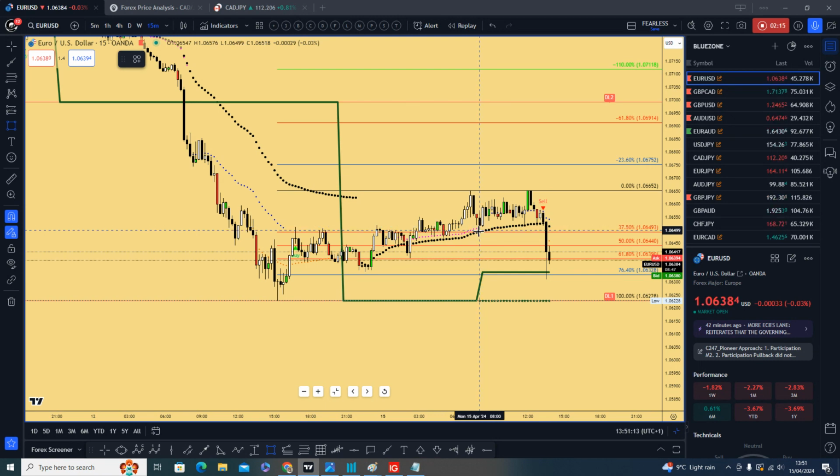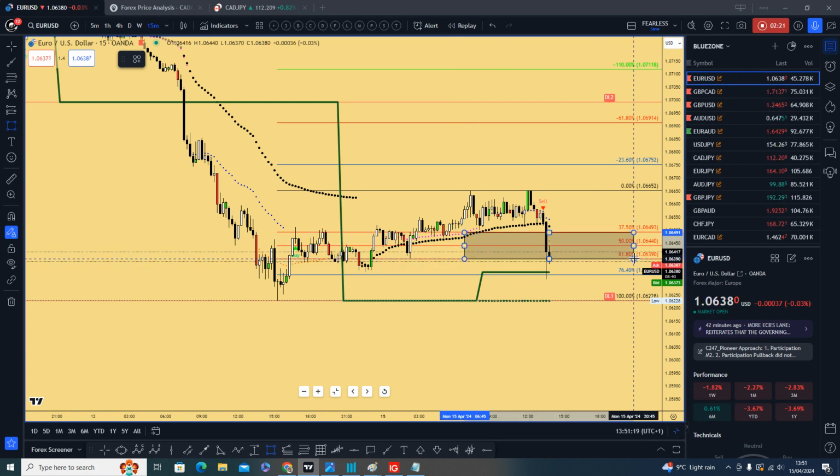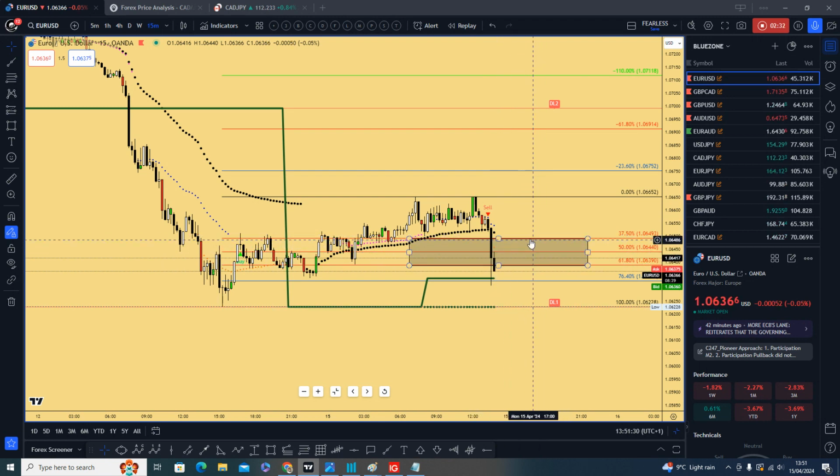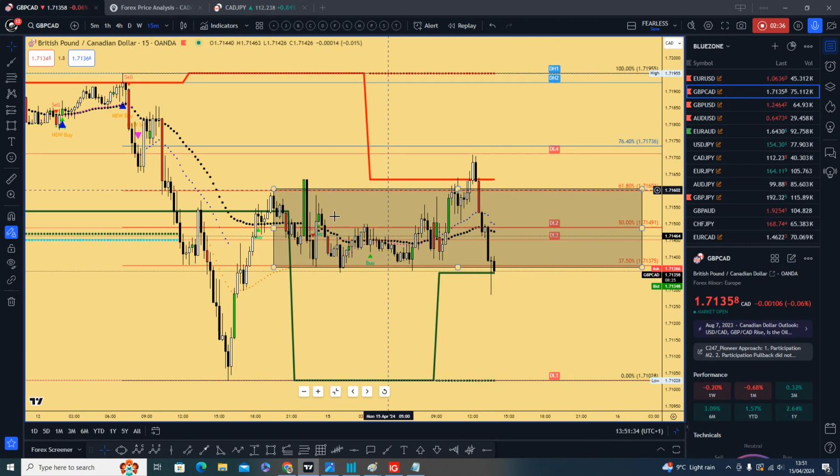The simple way to do that is to use the Fibonacci. I'm going to remove this so that I can easily draw on here. That is our buy zone, and you can see price is trading here. Now my job is to see if I can take this trade. Then the next one is the pound card.